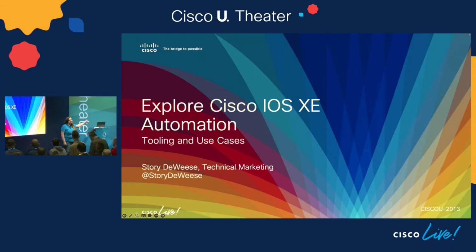So hello, everyone. My name is DeWeese, and I'm a technical marketing engineer here at Cisco Systems. I focus primarily on Cisco IOS XE, so that could be from routers to switches to wireless LAN controllers. And how do we actually automate these toolings and the configuration to make our lives easier, faster, and more efficient?